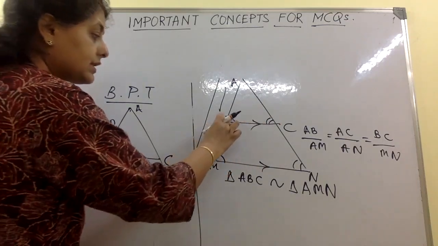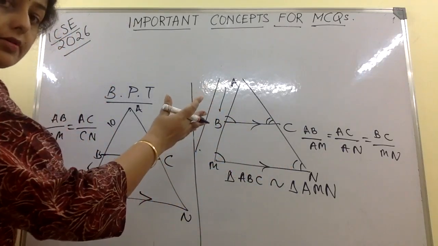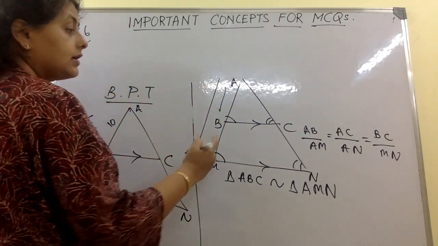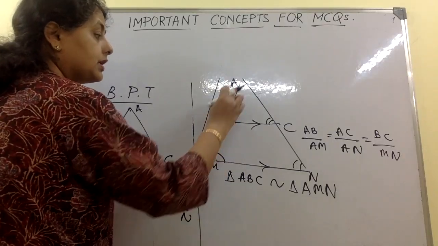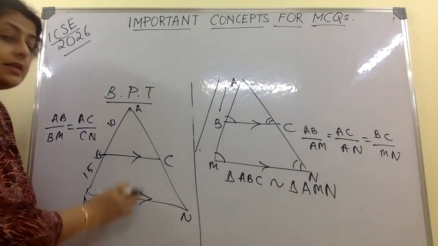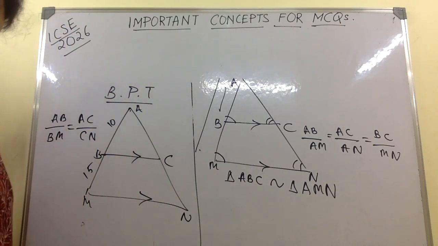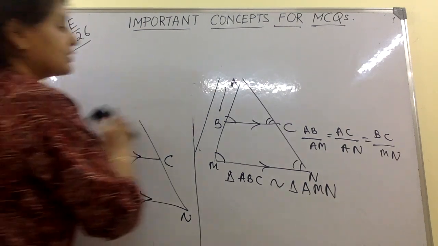You have to say this angle is equal to this angle is equal to this. You have to write it, not just draw it in the diagram. And then after that you say by AA property ABC is similar to AMN. Then touch the third side. Okay, I hope I am understood. That much for similarity.